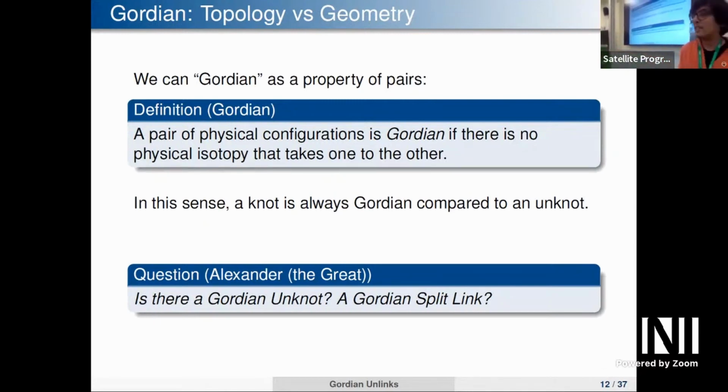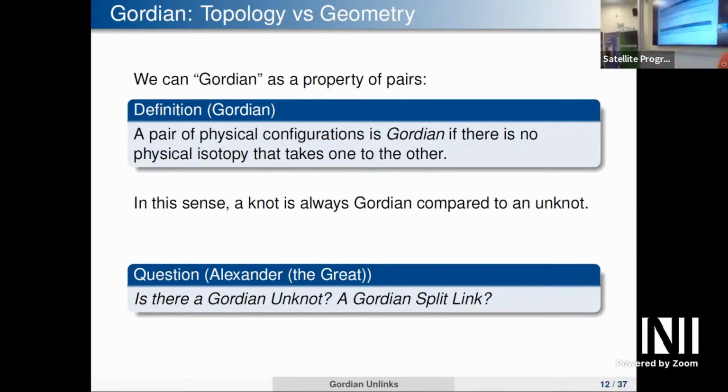So this is the question. So this is the Gordian question. And we'll have this comment, right? So actually any knot, if you want to compare it to an unknot, might be Gordian because there's no way to transform a knotted closed curve into an unknotted closed curve topologically. Certainly there's no physical way to do that through moves that preserve this thickness and length. But the relevant question is: is there a Gordian unknot, a Gordian split link, a Gordian something, right?